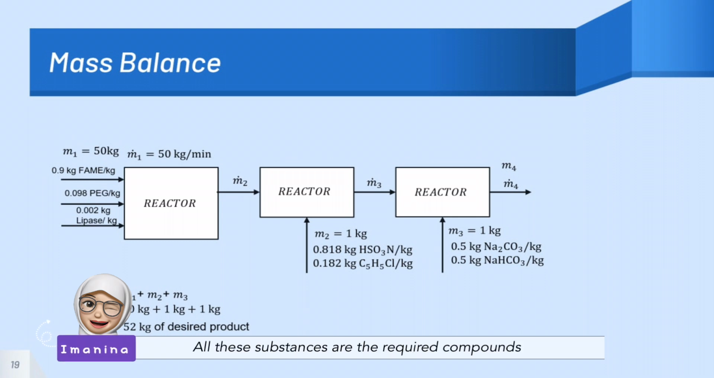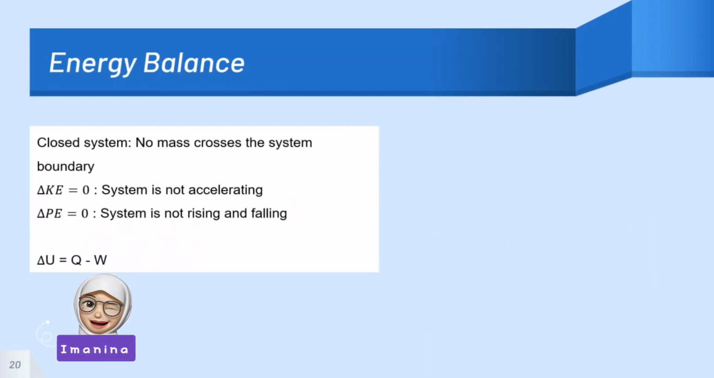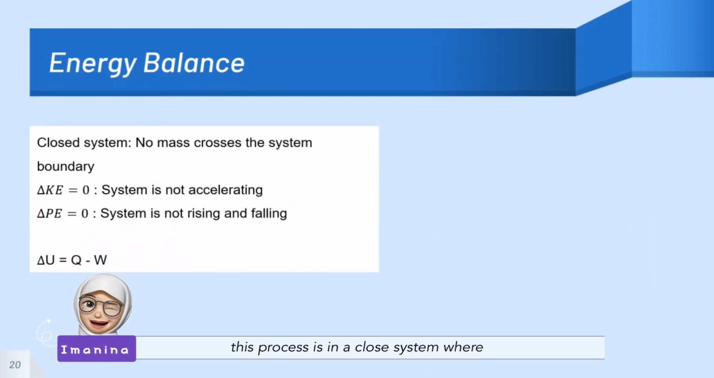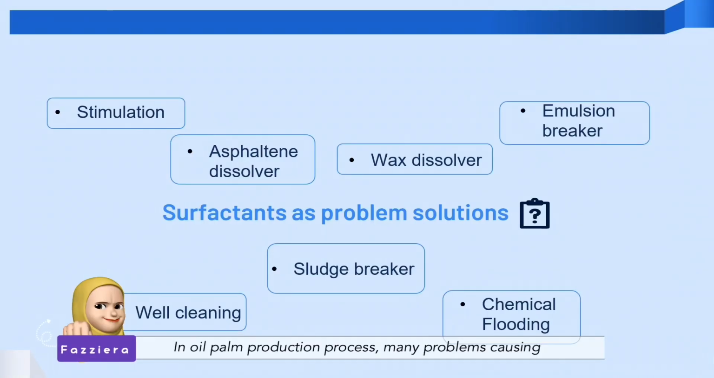All these substances are the required compounds in order to produce palm oil-based surfactant. For the energy balance, this process is in a closed system where no mass crosses the system boundary. In the oil palm production process, many problems causing reduced production and environmental pollution were detected. To overcome these problems, palm oil-based surfactants are the best to use.